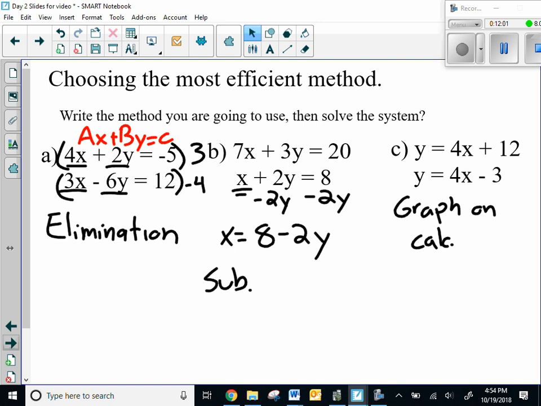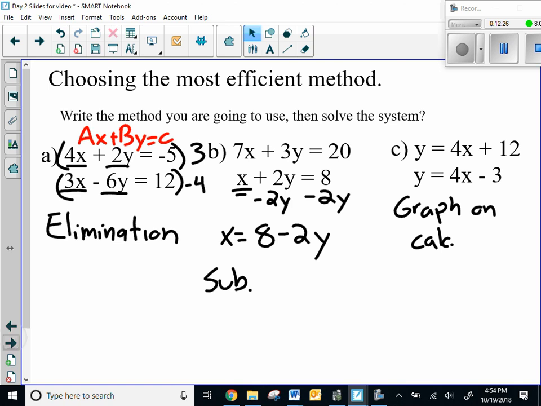Now, any of the methods will work for any of these, right? But there are going to be some that work easier with certain problems. And the more you practice, the better you're going to get at seeing what works better when. All right, so to finish this off, we're just going to do 3 word problems together, and then I will let you guys work on practice 2 for your homework tonight.